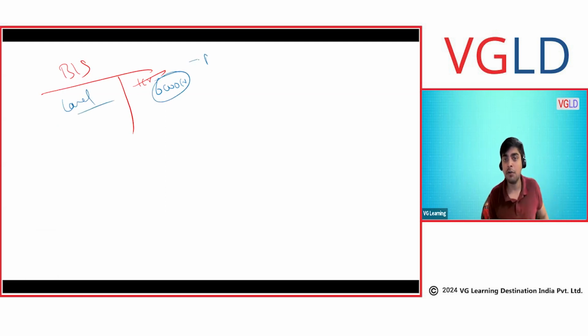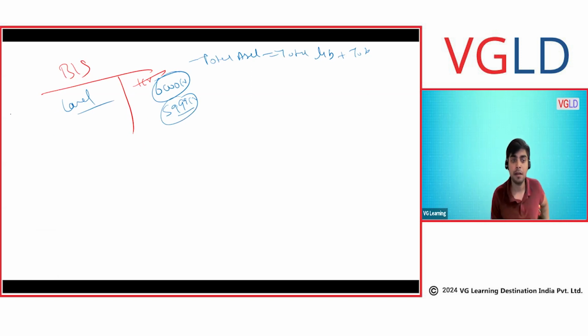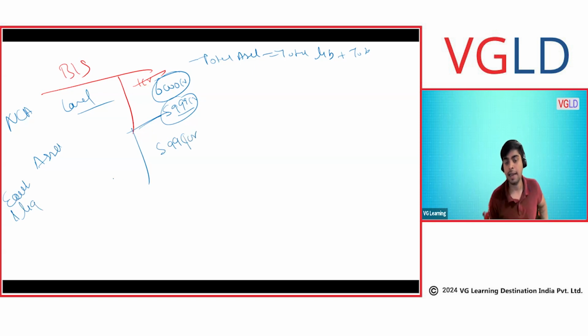As we know, from the accounting equation, total assets equal total liabilities plus total equity. Now there is 5,999 crore here. Where will this go? This is non-current assets on the asset side. On the liability and equity side, we need to show this 5,999 crore correspondingly. Can anyone tell me where we will show it? Capital, liability? Where will we show this? Anyone?